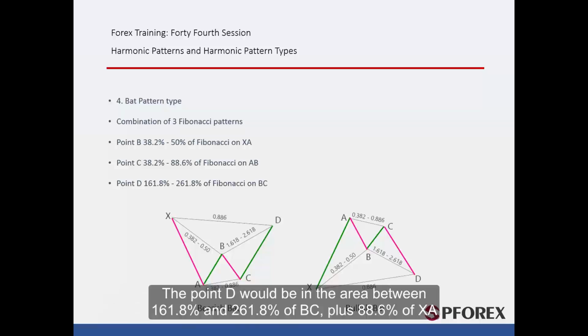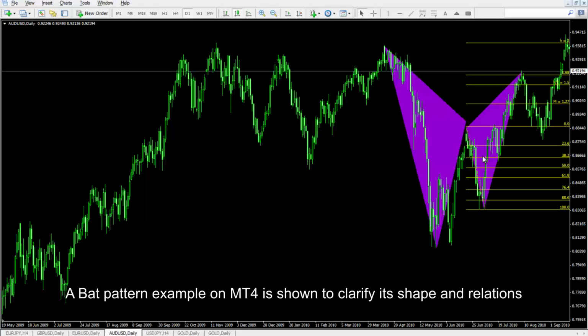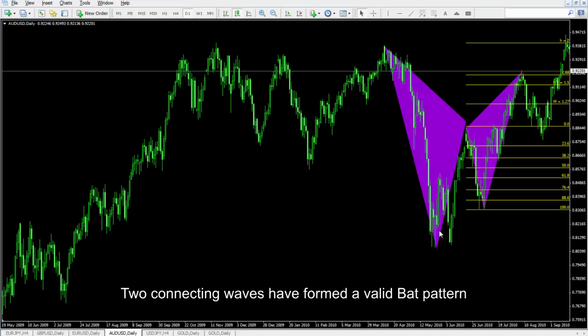The point D would be in the area between 161.8% and 261.8% of BC, plus 88.6% of XA. The trend would probably change its direction from the point D. A bat pattern example on MetaTrader 4 is shown to clarify its shape and relations. 2 connecting waves have formed a valid bat pattern.